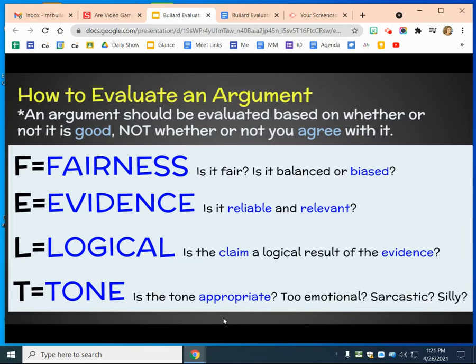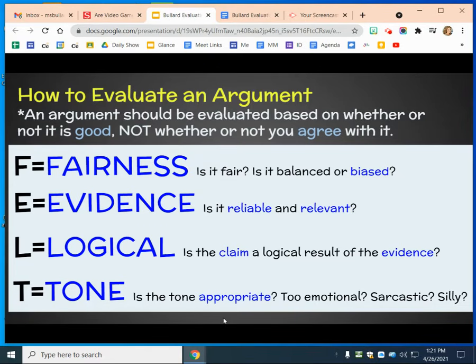So just be careful. You might not agree with it, but you can still recognize the argument is strong because it has good reasons and a lot of evidence to support those. So just keep that in mind when you're evaluating an argument. I like to use the acronym FELT when it's time to evaluate an argument. FELT is a fabric, okay? It's a fuzzy fabric. Sometimes it's on toys.